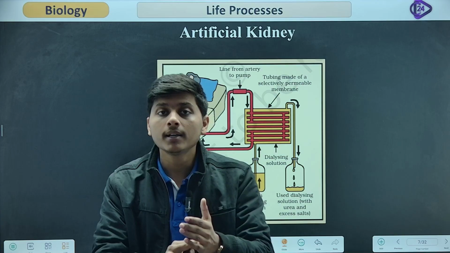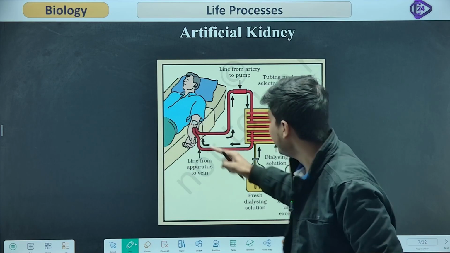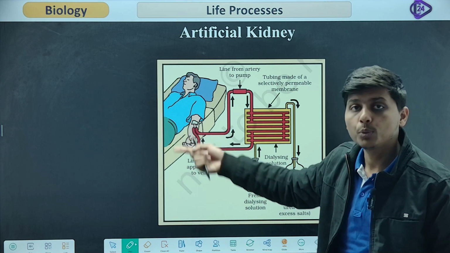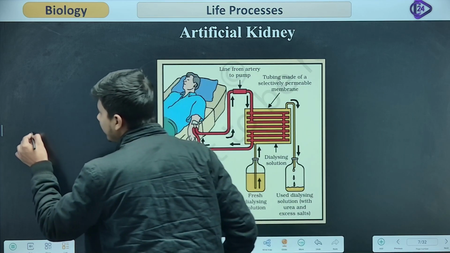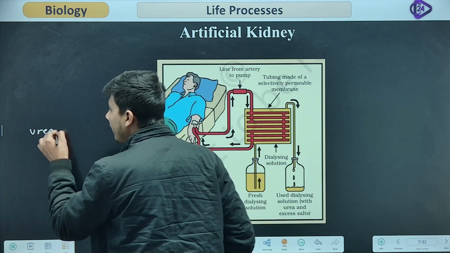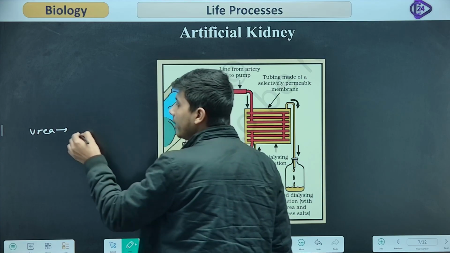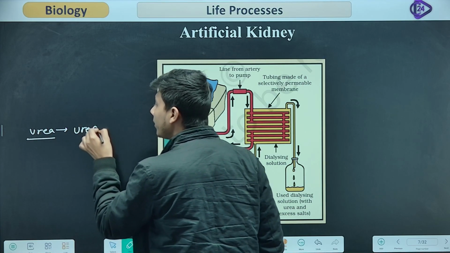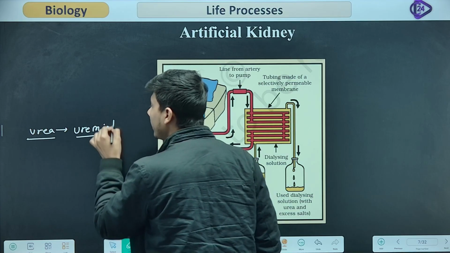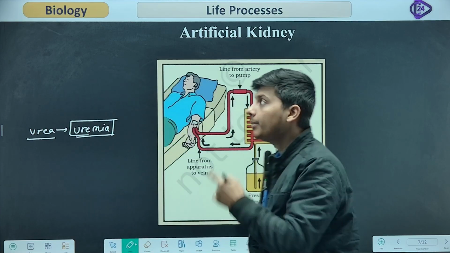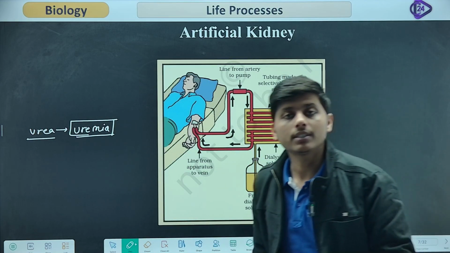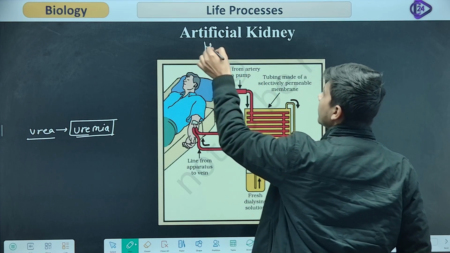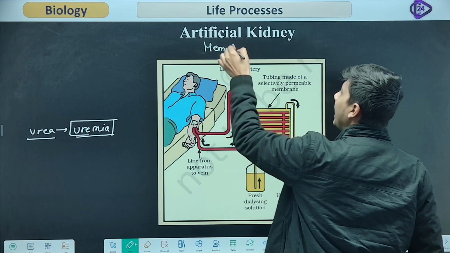To purify the blood. When the kidney fails to purify the blood, the excretory product gets accumulated in the blood. And what is our excretory product? Urea. If urea gets accumulated in the blood, the disease caused is called uremia. So in case of uremia, the artificial kidney concept is used. Now what is artificial kidney? This process is called hemodialysis.